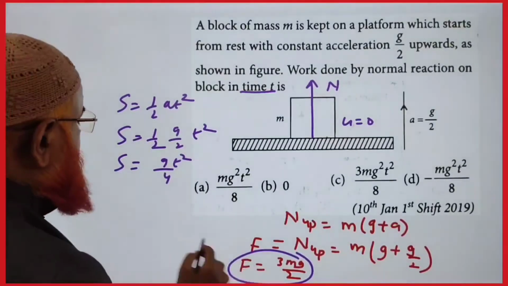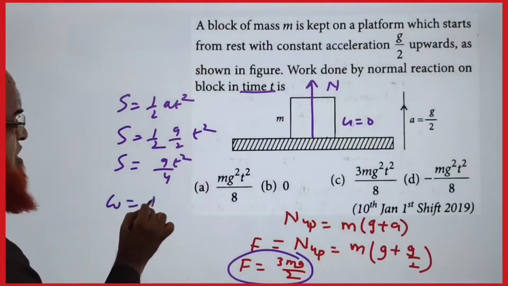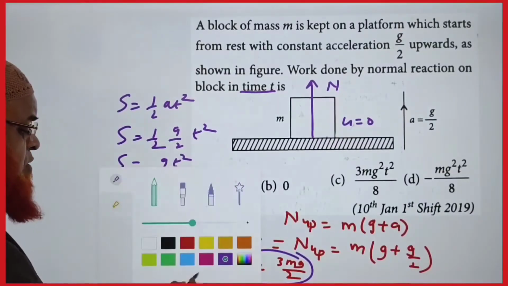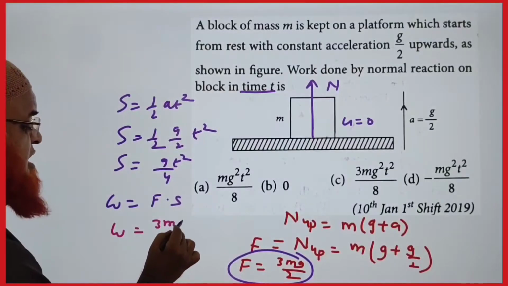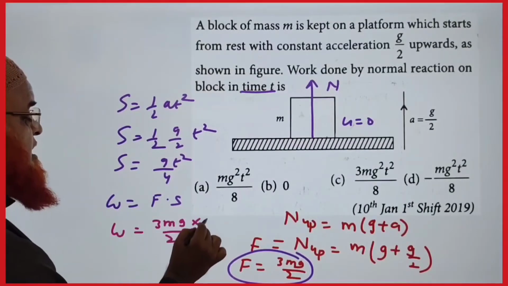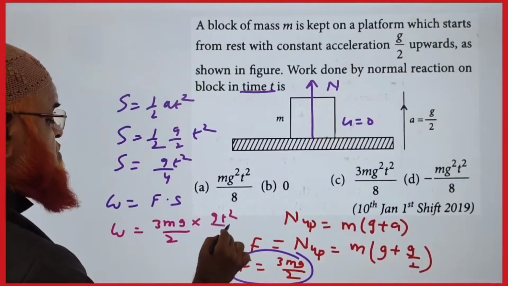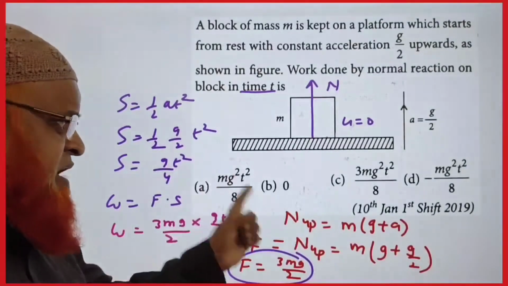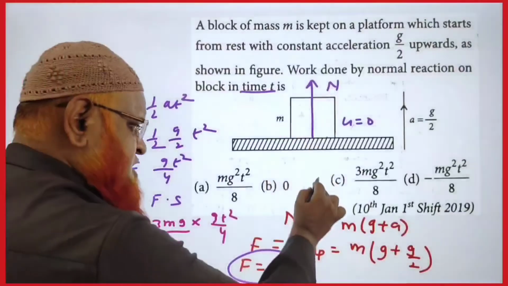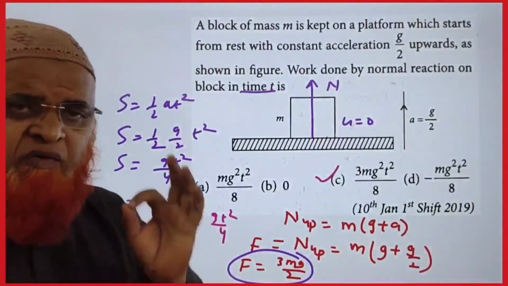That's it. So you all know work done is nothing but force into displacement. So what is going to be that force into displacement? Force is nothing but 3mg by 2 into displacement, which is nothing but gt square by 4. Therefore, it is going to be 3mg square t square by 8. So C option is going to be your correct answer. Hope you have enjoyed this problem.